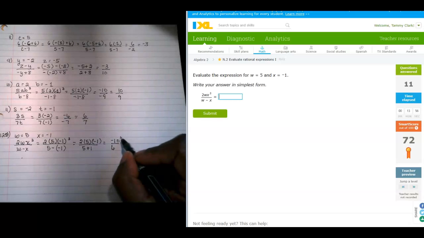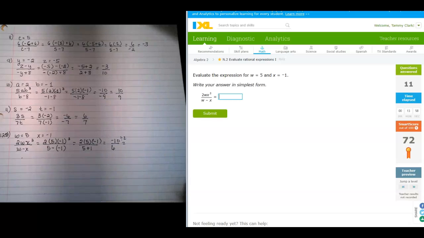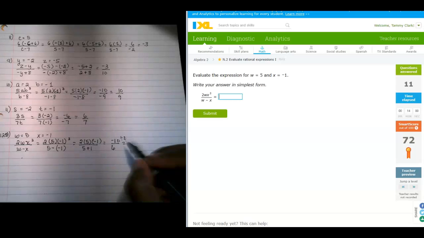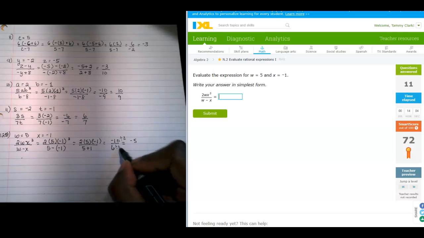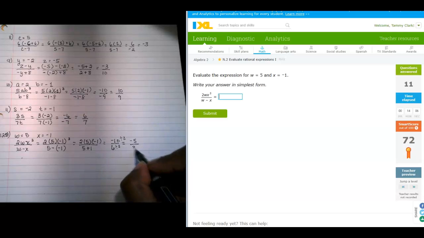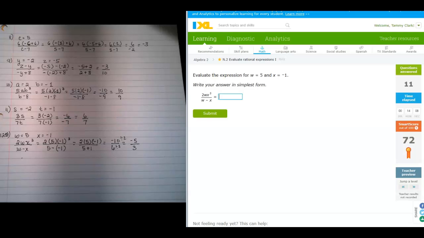Now, these can be simplified by 2. So 2 goes into negative 10, negative 5 times, and 2 goes into 6 3 times. And it's going to stay negative because we only have one negative sign.